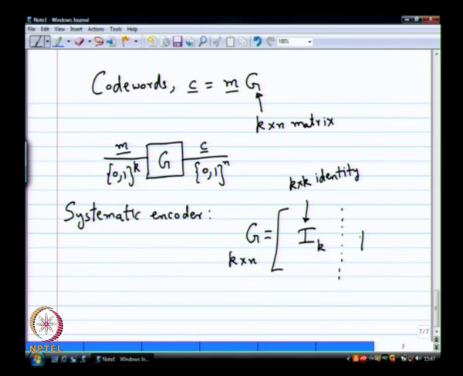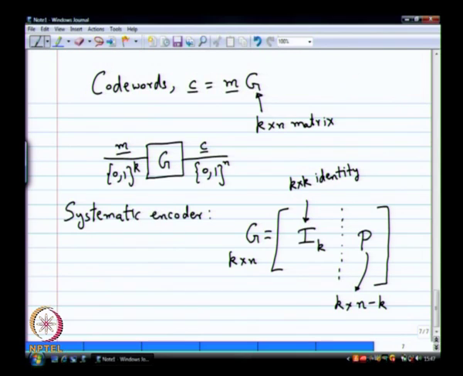And then you would have a matrix P, what would be the dimensions? k by n minus k. So this is the generator matrix in systematic form. That is why it is called a systematic encoder. All these terms are used interchangeably. So this is the generator matrix in systematic form.